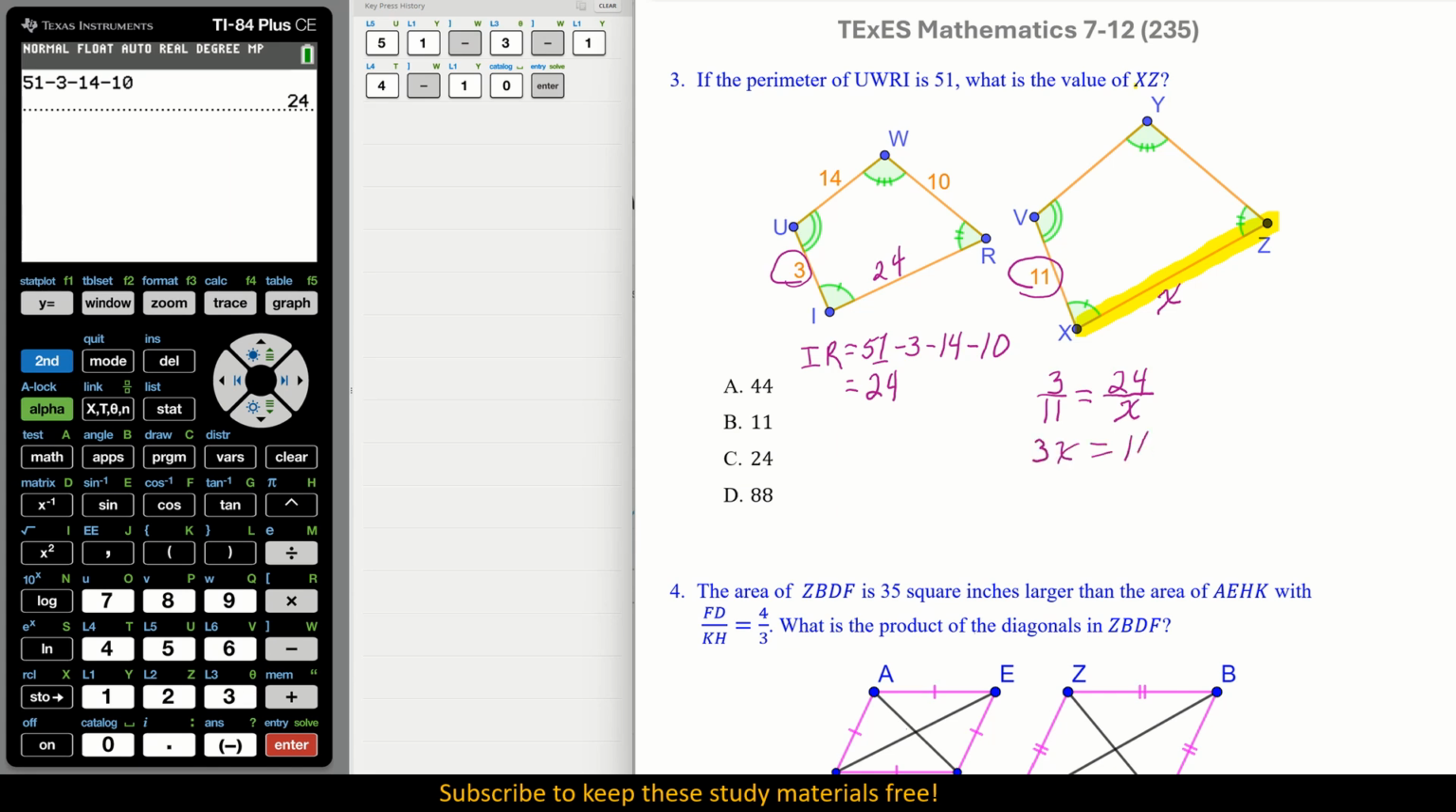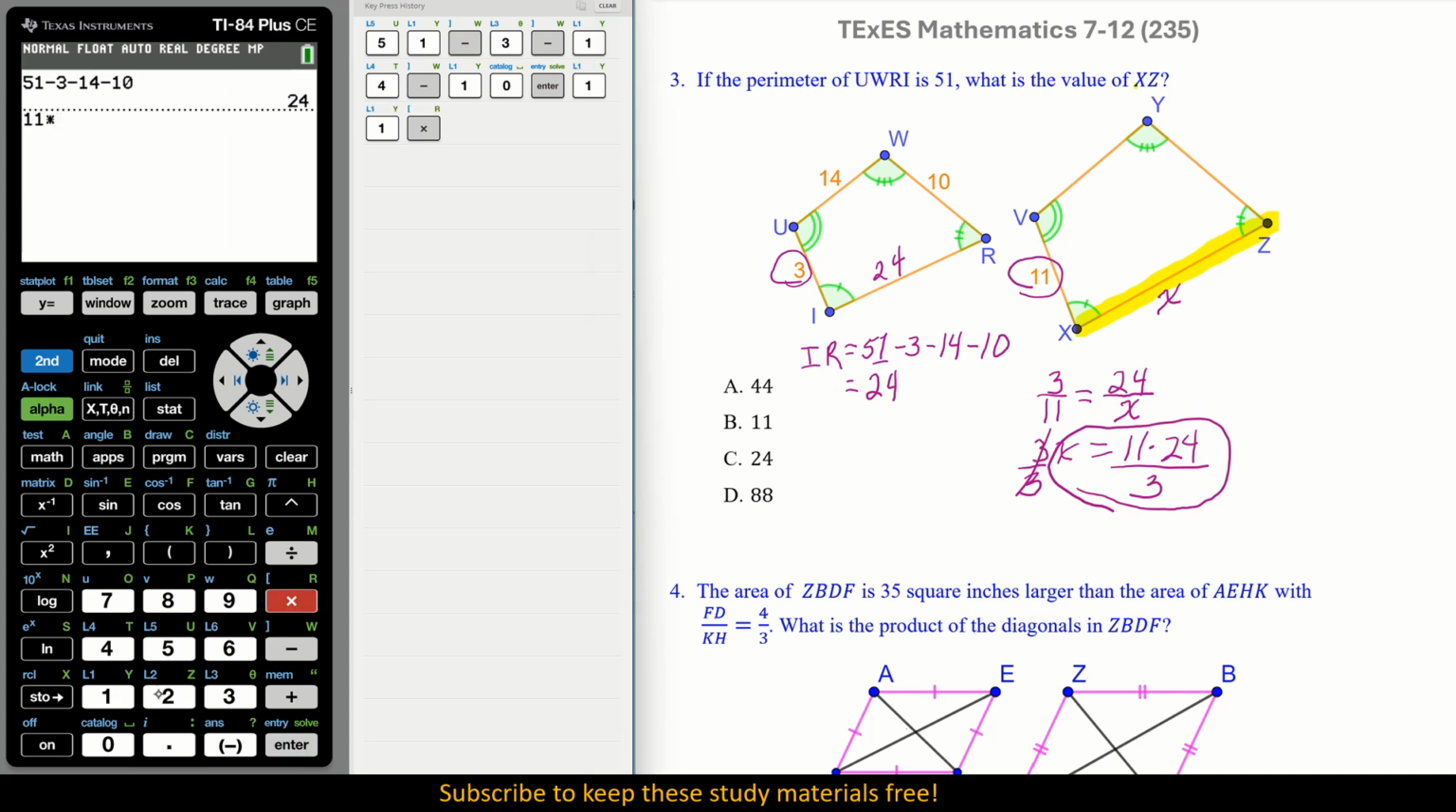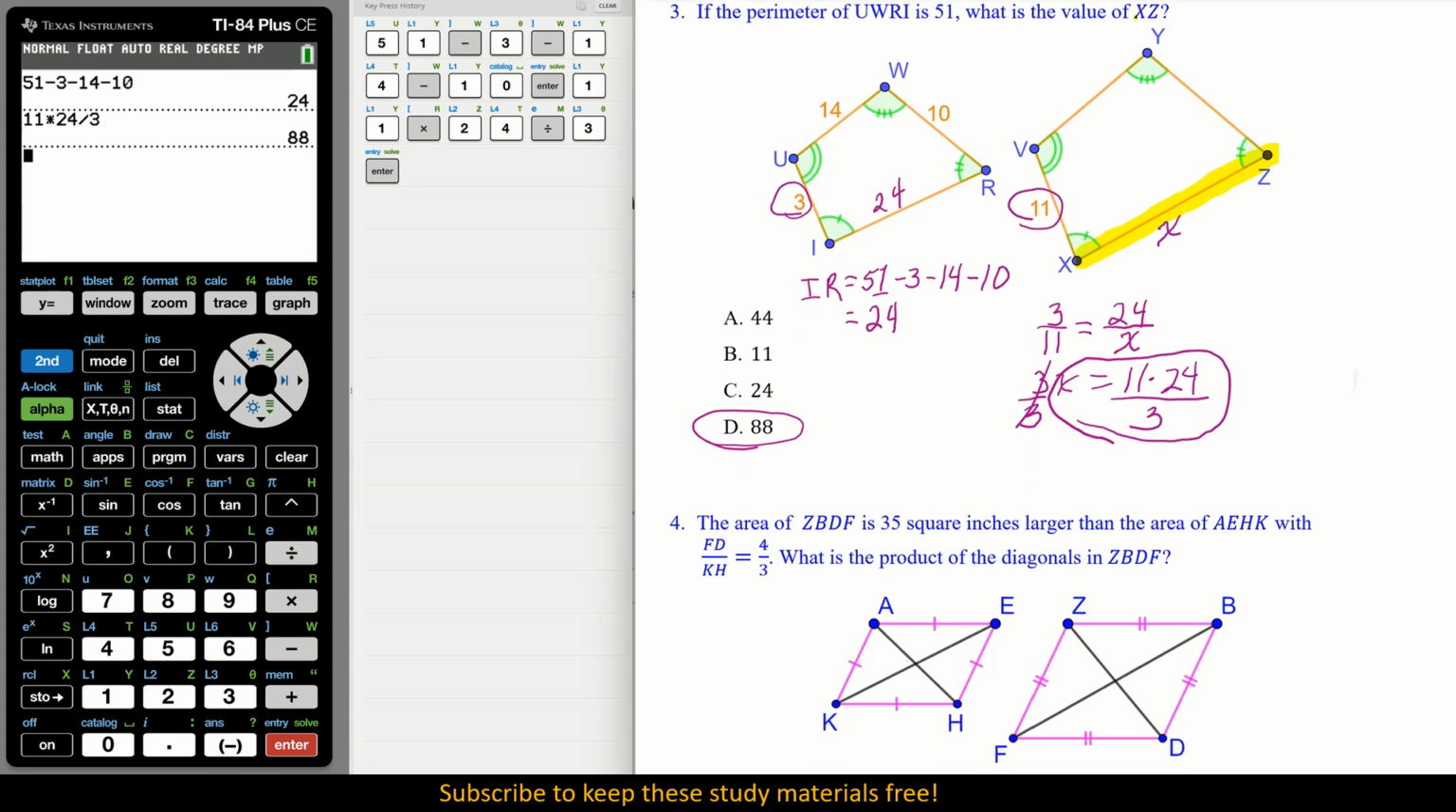Okay, so we have 3x equals 11 times 24, divide by 3 on both sides. That cancels out. And that is the value we need to put in our calculator. So it's 11 times 24, okay, divided by 3, and that equals 88, which is actually the correct option. Okay, let's go to number 4.